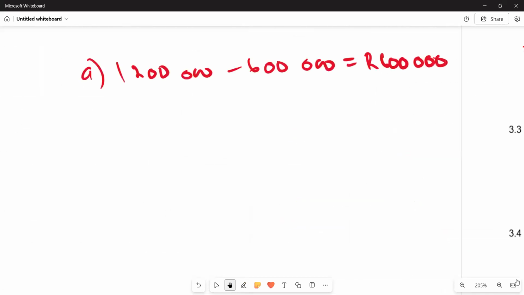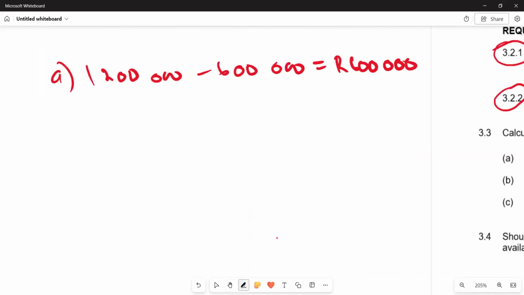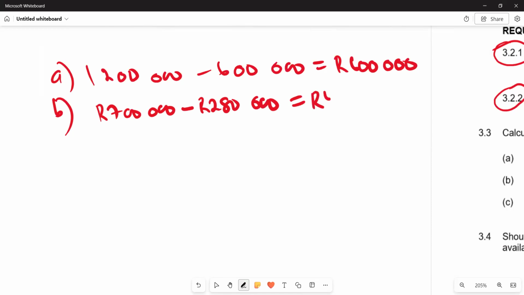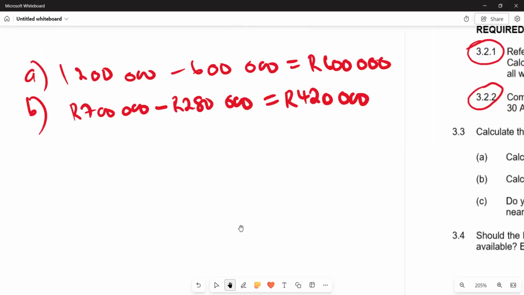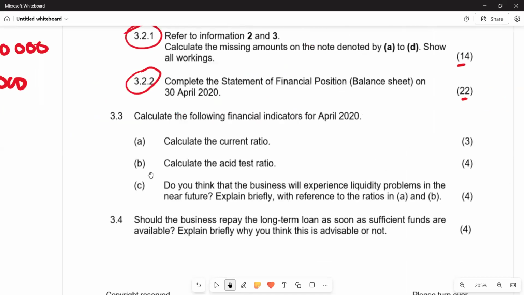So let's go to our answer section now. We are now on B. So on B, we are saying 700,000 and then we subtract your 280,000 rands. So you calculate it like that, you are going to get your 420,000 rands. So this is our B. Then you go to C.